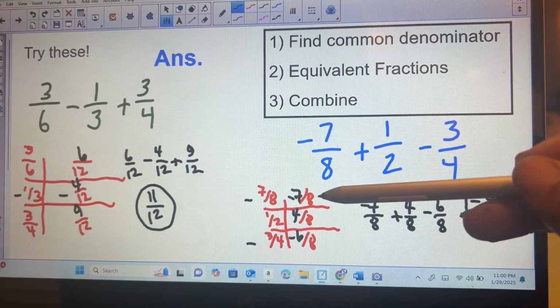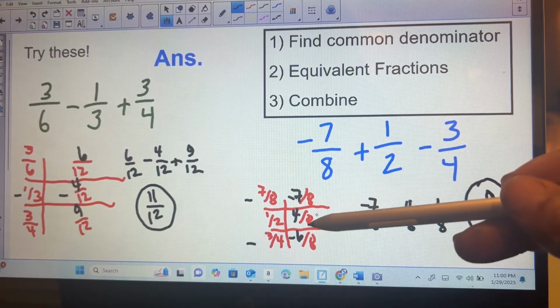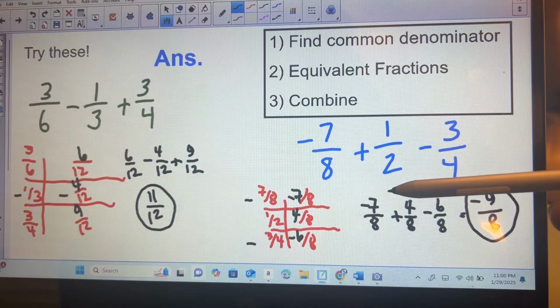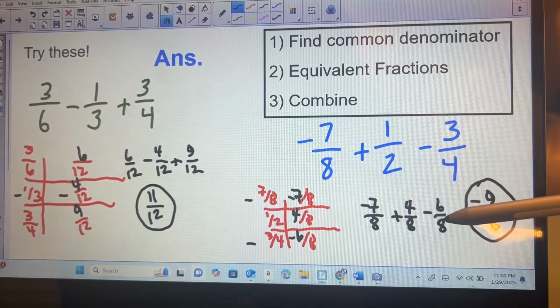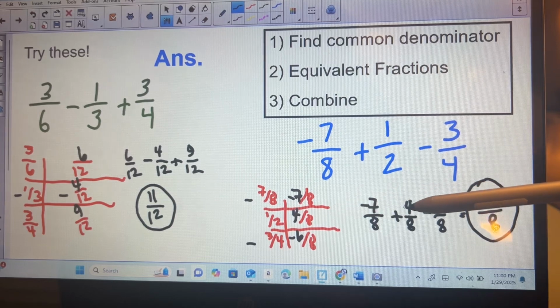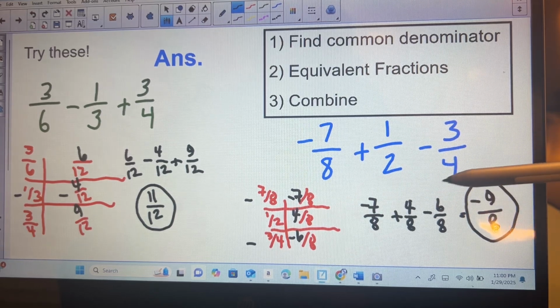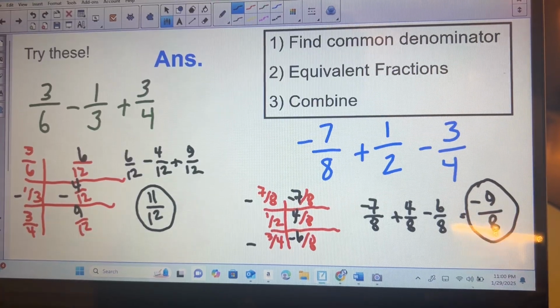So now we have negative 7/8, 4/8, and negative 6/8. So we're going to take negative 7/8 plus 4/8 minus 6/8. Negative 7 plus 4 is negative 3. Negative 3 minus 6 is negative 9. So you get an answer of negative 9/8.